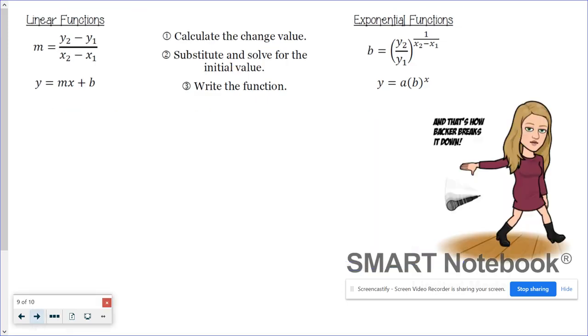So when you're not given either the constant rate of change or the percent rate of change, you can find it by using the proper formula. And then once you find that change value, substitute one of the given points and that change value into the proper formula and solve for the initial value. And then finally, write your function.